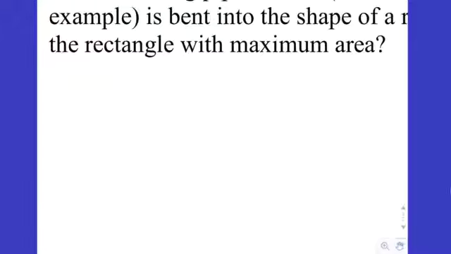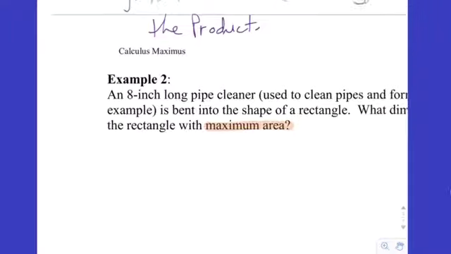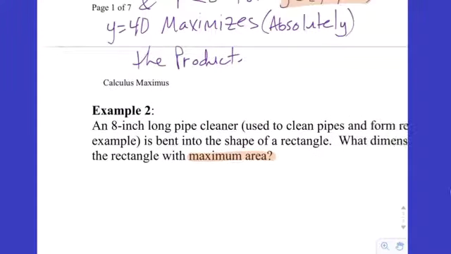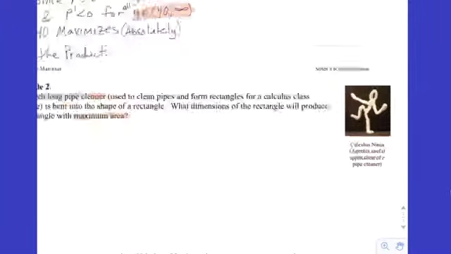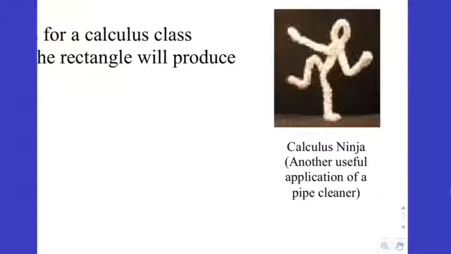So reading it, what's the giveaway that it's optimization? Maximum area. And there is a constraint, right? We're limited by what? The length of the pipe cleaner. If the length of the pipe cleaner was anything you wanted it to be, you could find an area bigger than the world if you can find a pipe cleaner big enough. But ours are only the 8-inch long pipe cleaners. Here's another use of a pipe cleaner, making it into a calculus ninja.